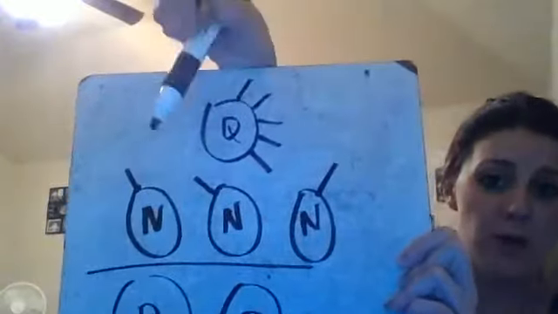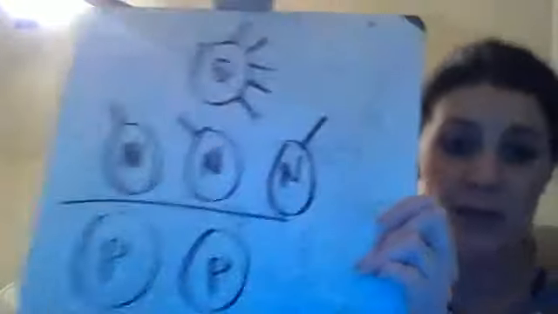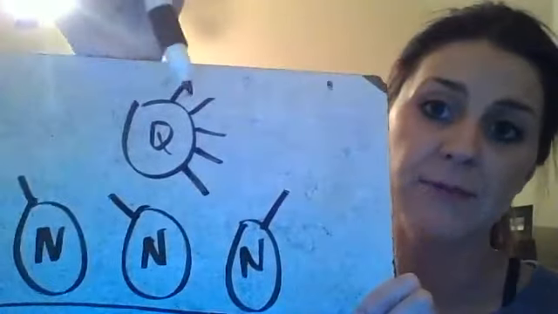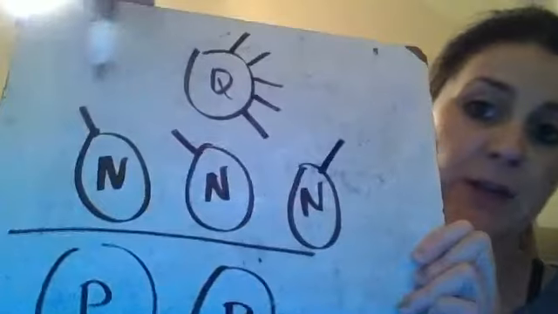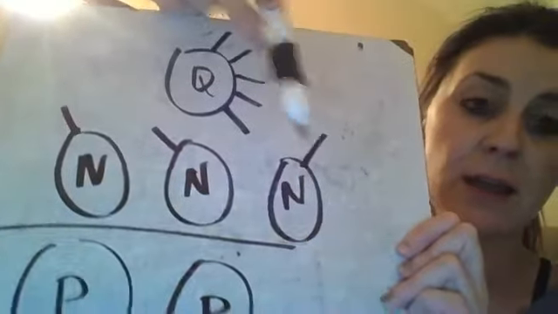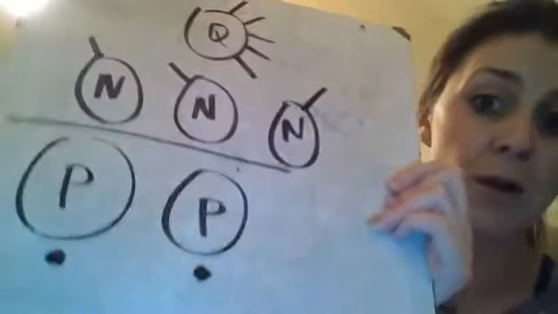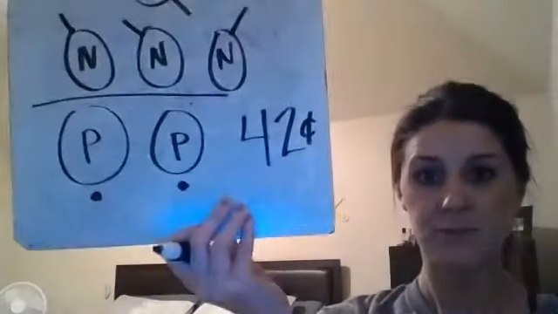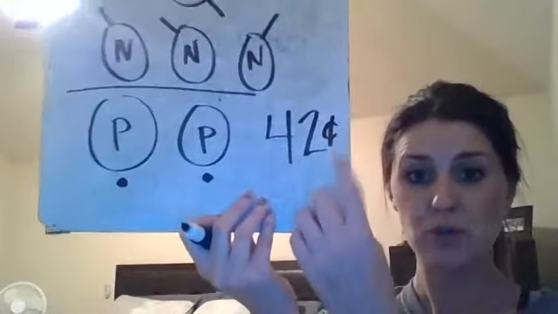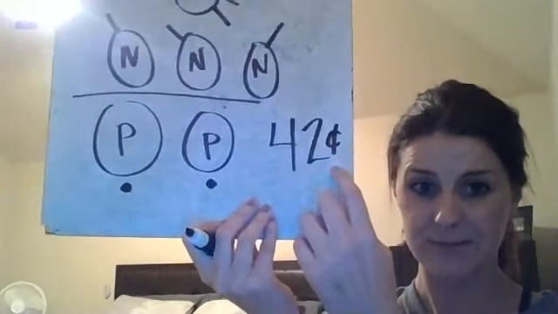I have pennies. What do I do? I stop and draw dots. Now that we have all of our work shown for each coin, we can come in and count. 5, 10, 15, 20, 25, 30, 35, 40. Stop. 41, 42. Her pencil cost how much? 42 cents. Do not forget the cent sign.